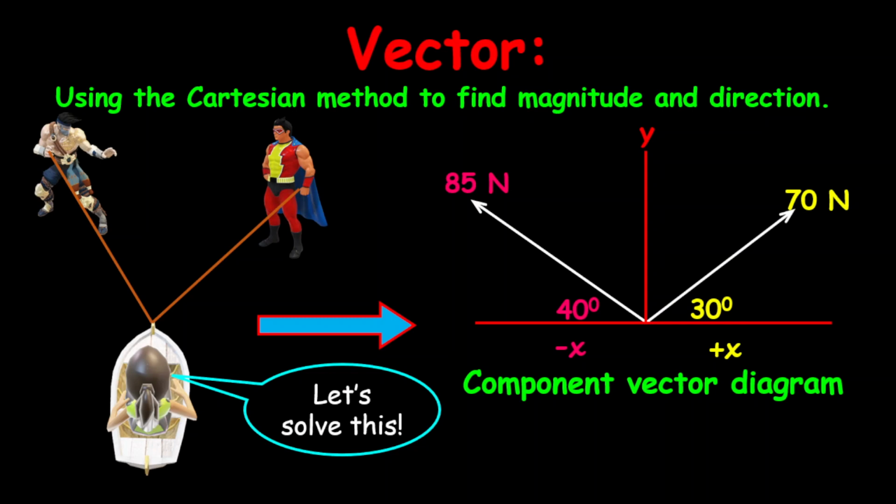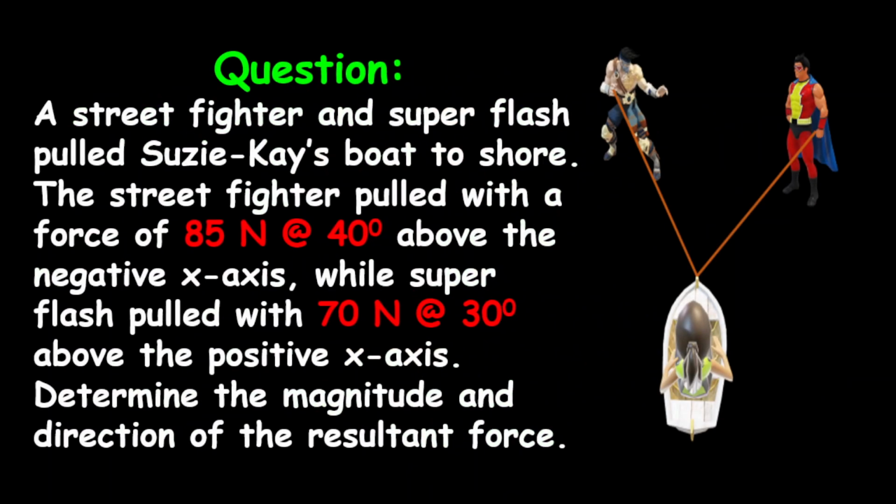Hello everyone, today we're looking at a sample vector question and we're going to solve it by using the Cartesian method to determine the magnitude and direction of two concurrent vectors. The question reads: a street fighter and Super Flash pulled Suzie-Kay's boat to shore. The street fighter pulled with a force of 85 newtons at 40 degrees above the negative x-axis, while Super Flash pulled with 70 newtons at 30 degrees above the positive x-axis. Determine the magnitude and direction of the resultant force.